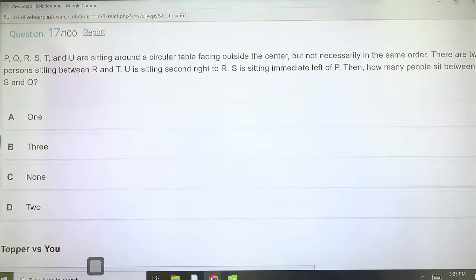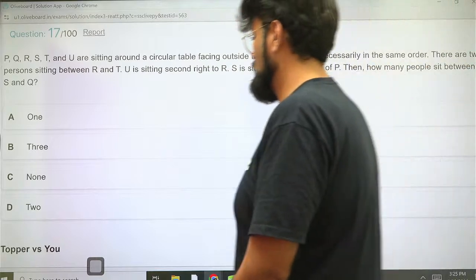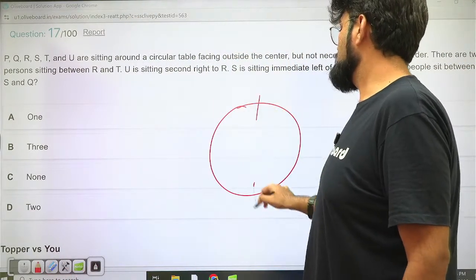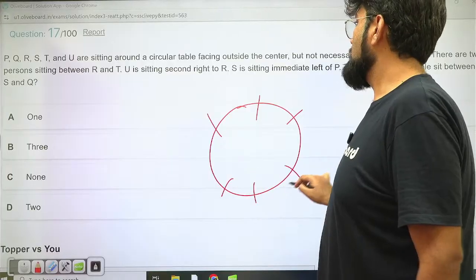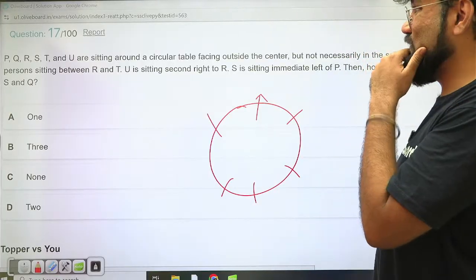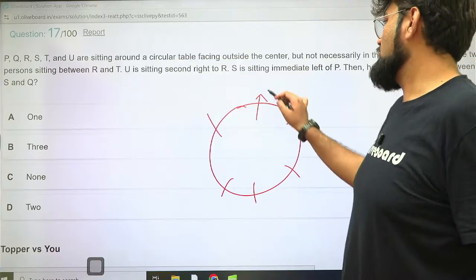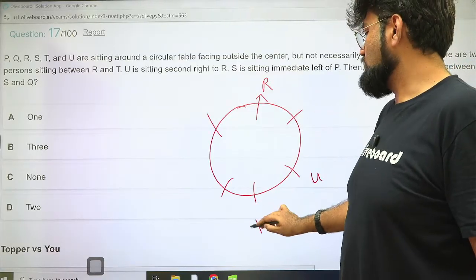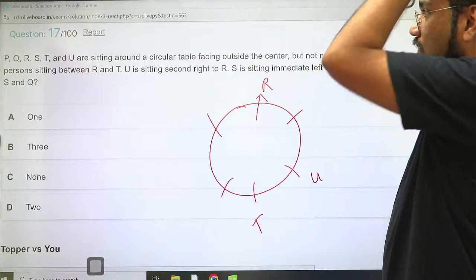Okay. 3 and 3, 6 people sitting around a circular table, facing outside, away from the center. 2 people between R and T. U is sitting second right to R. 2 people between R and T, so T has to be here. Question is, how many people sit between S and Q?